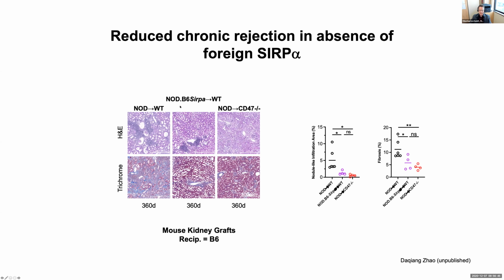So everything is allogeneic compared to the B6 wild type recipient, except that the SIRP alpha is syngeneic in this case. And again, you can see that infiltration in the strain combination is very similar to what you see in the CD47 knockout recipient and much lower than in the wild type transplant. And the same is true for the fibrosis area.